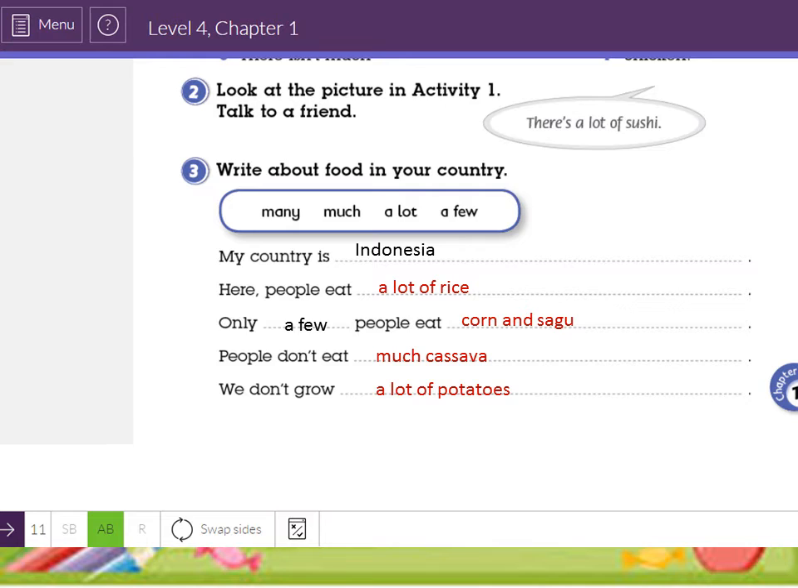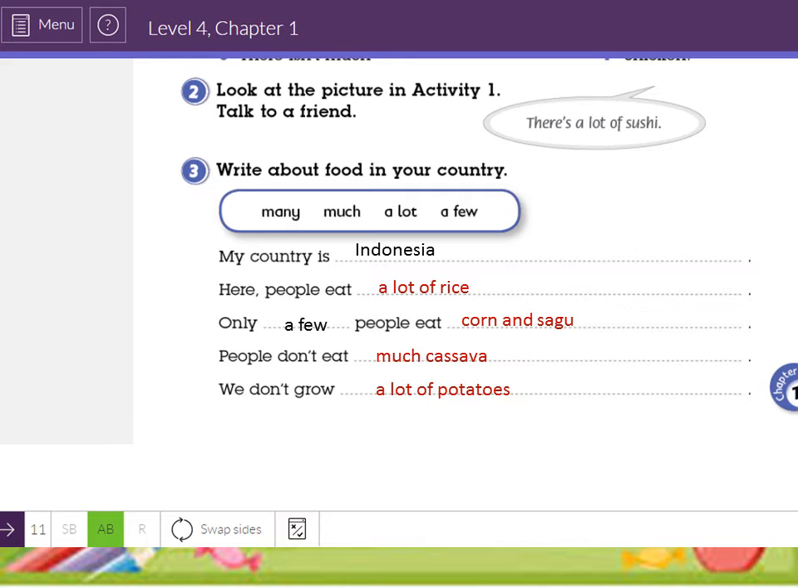Now we move to exercise 3. Write about food in your country. So here I write about Indonesia. This is just an example for you. You can use your own answer, it's okay. So this is my answer.